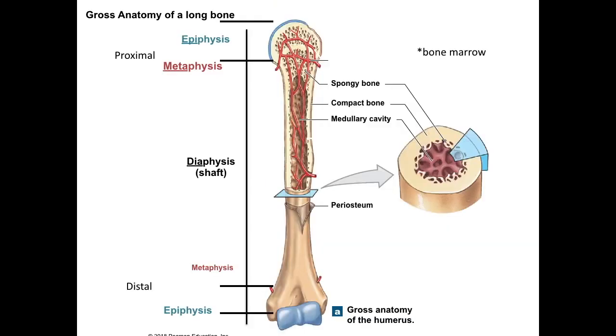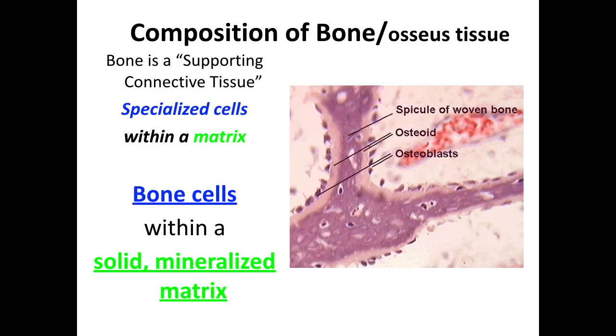So that's some of the gross anatomy, and next we're going to look into the histology of the bone tissue, also known as osseous tissue. Like all connective tissues, it is specialized cells within a matrix, and in this case it is bone cells within a solid mineralized matrix. And as always with connective tissue, the matrix is key to the properties of bone tissue.